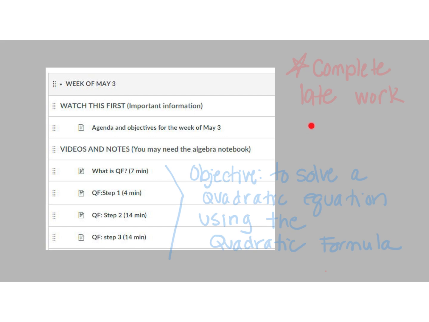Please keep in mind as we very quickly approach the end of the school year that you want to be completing any late or missed work.